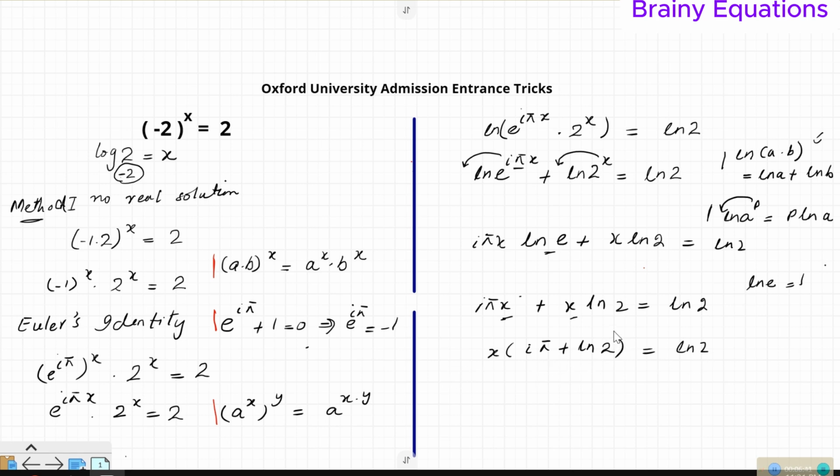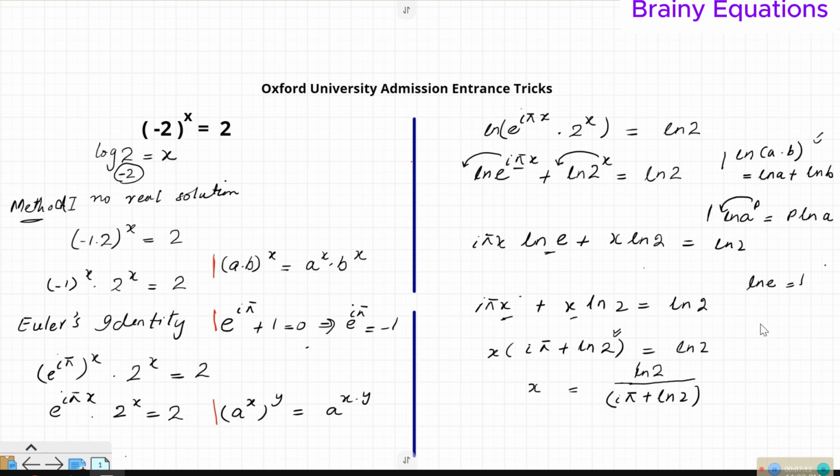Now here this part is constant and it involves one real part and the other one is an imaginary part, and this is also a constant. So we can divide ln of 2 by (i pi plus ln 2), and we will get x is equal to ln of 2 divided by (i pi plus ln of 2).